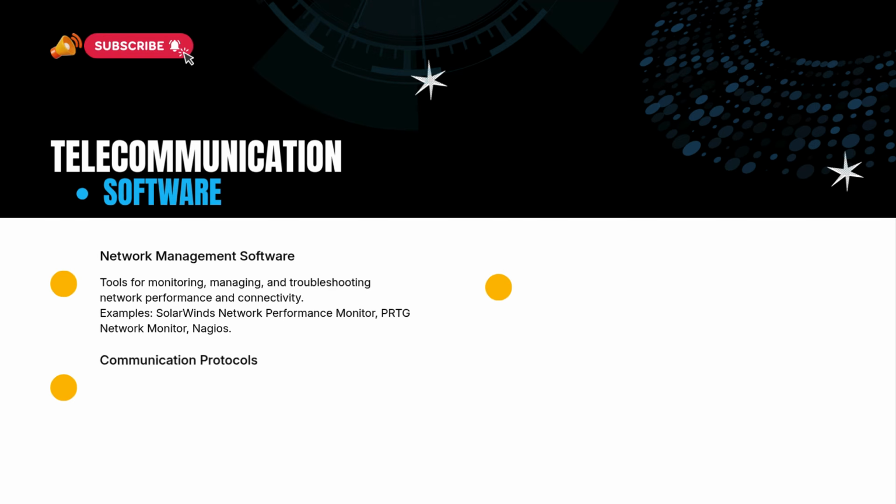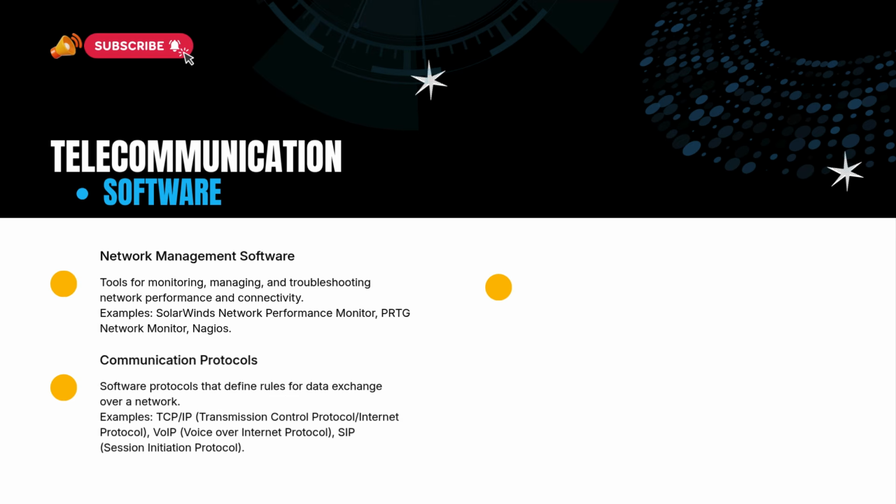Then there's communication protocols. These are software rules that define how data is exchanged over a network. They make sure that devices can understand each other and follow the same standards when sending and receiving information. For example, TCP/IP is the basic protocol that allows computers to communicate across the internet. VoIP enables voice calls to be transmitted over the internet instead of traditional phone lines, and SIP manages the setup and control of voice or video sessions. Without these protocols, devices would not be able to speak the same language, and communication would break down.